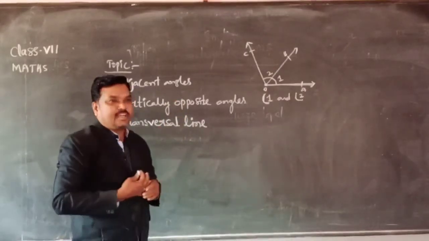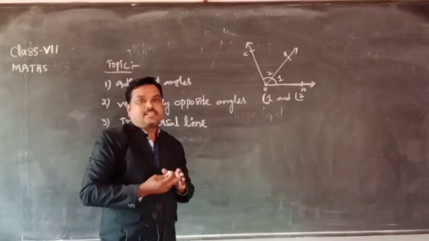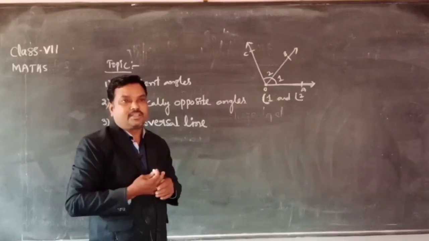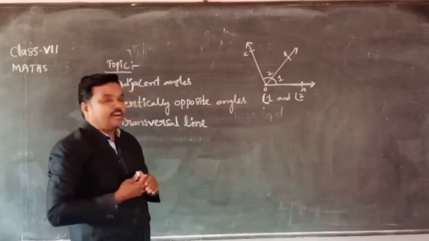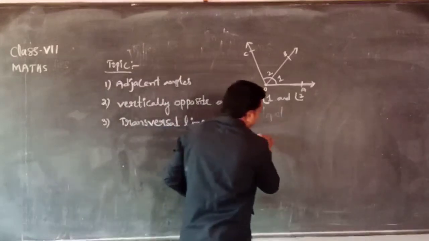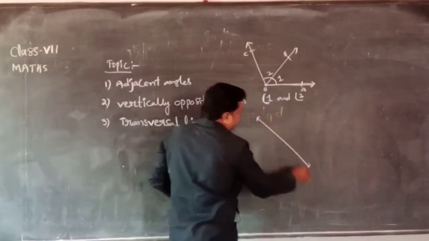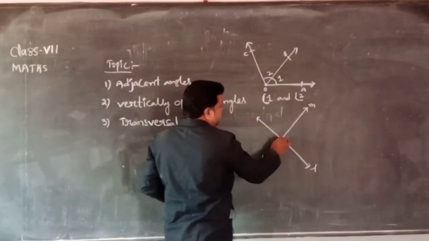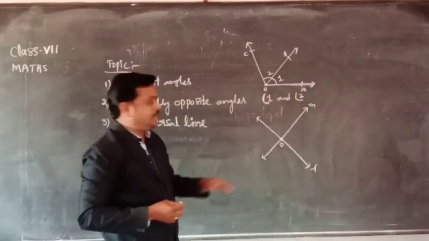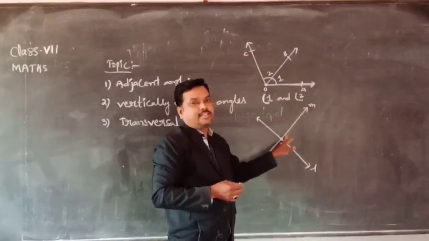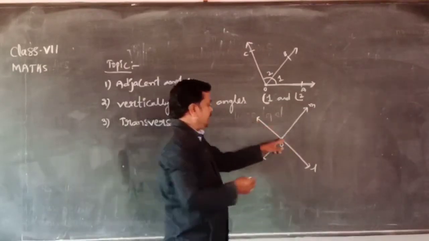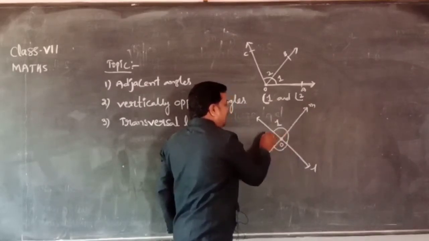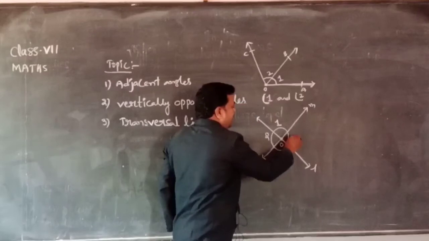So the next topic is vertically opposite angles. What is the meaning of vertically opposite angles? When two lines are intersecting in the plane, the angles which are formed there are called vertically opposite angles. See, line L and line M. These two lines are intersecting at the point O. Here they are forming four angles: angle 1, angle 2, angle 3 and angle 4.